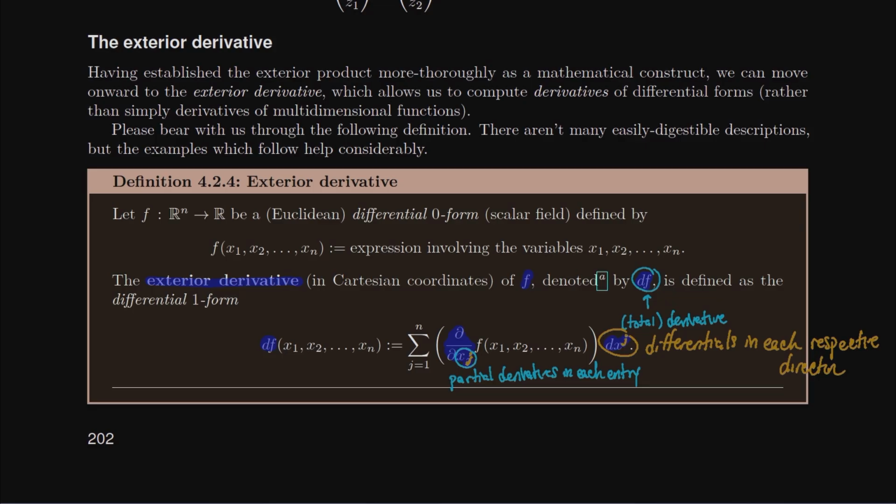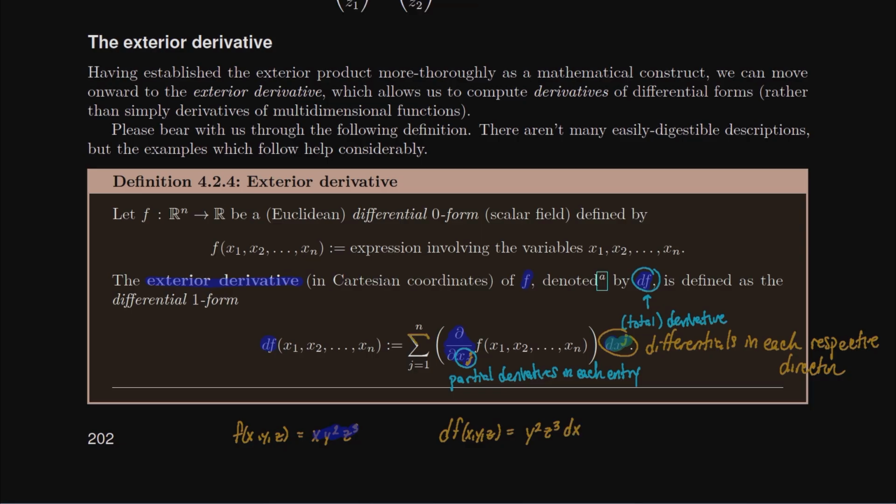So let's just do one example of this really quick so we get an idea. Suppose I have f of x, y, z, and I'm going to let this be x y squared z cubed. If I want to take the exterior derivative, which is also the total differential, but interpreted differently, we're going to do a partial derivative in the x variable of our expression. Of course, the partial derivative in x is just going to be y squared z cubed, and then we multiply by the differential in that specific direction, so we multiply by dx.